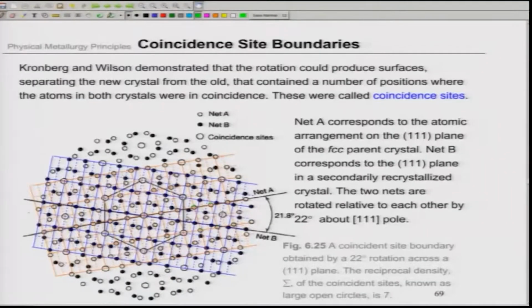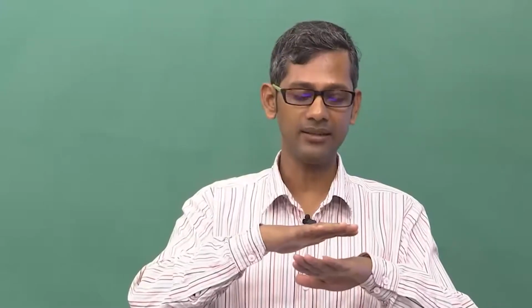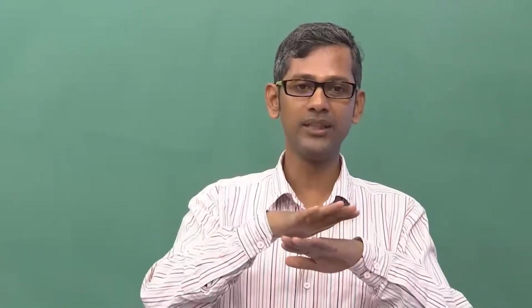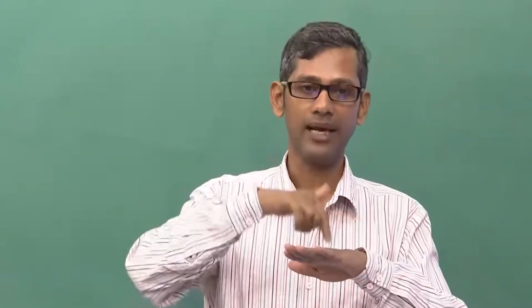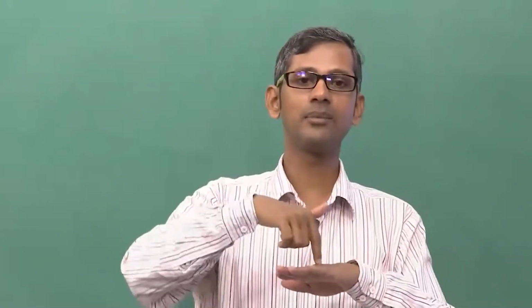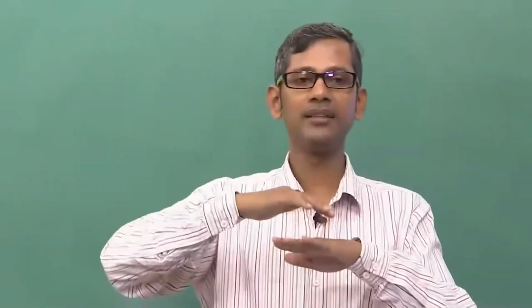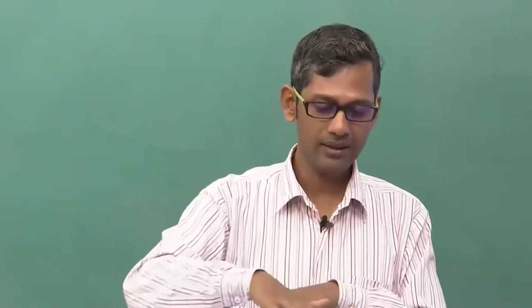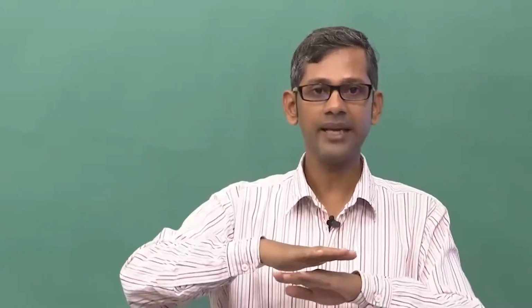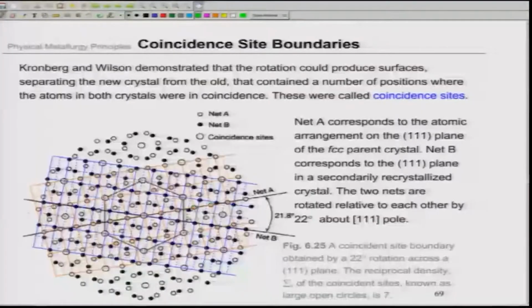That means, if I have two nets, one net, other net like this, I rotate one net by 22 degrees with respect to the other along one of the axes, and let us suppose the axis is the body diagonal of the FCC, body diagonal is along 111. So, if I rotate one of these nets along 111, then I can bring some of the atoms into coincidence with the parent crystal. That is what is known as coincident site lattice.